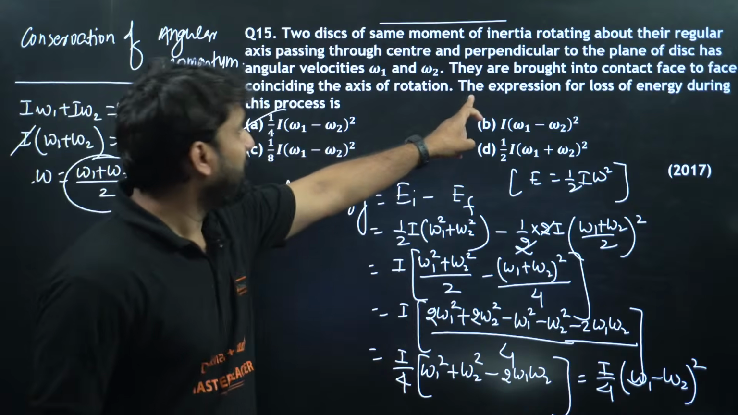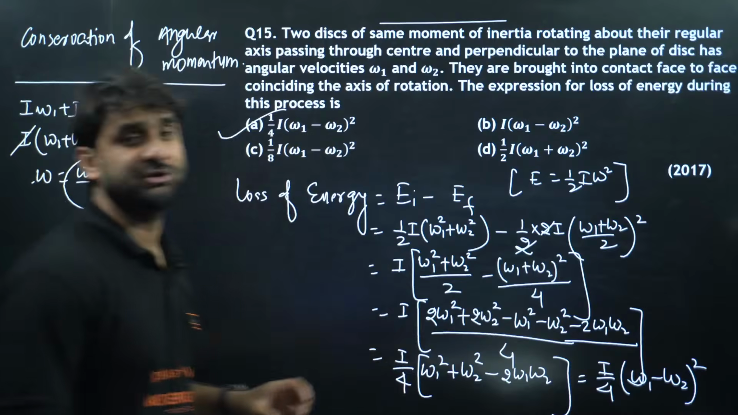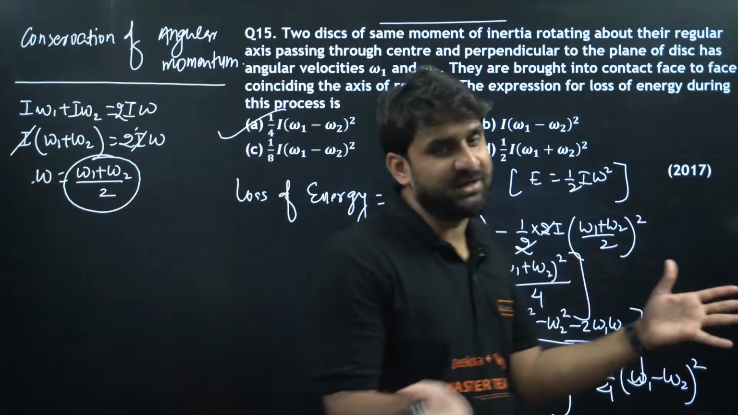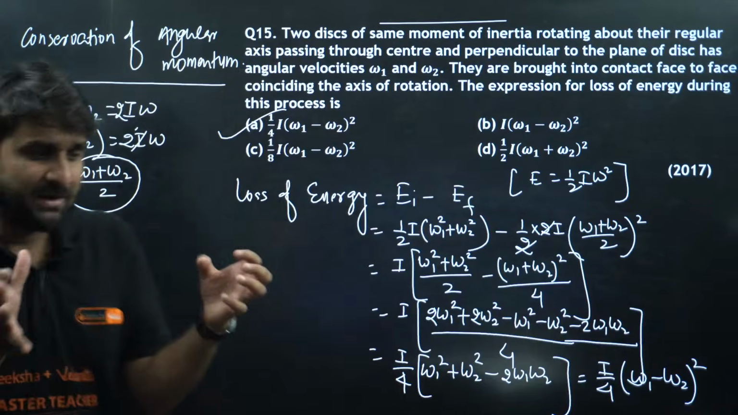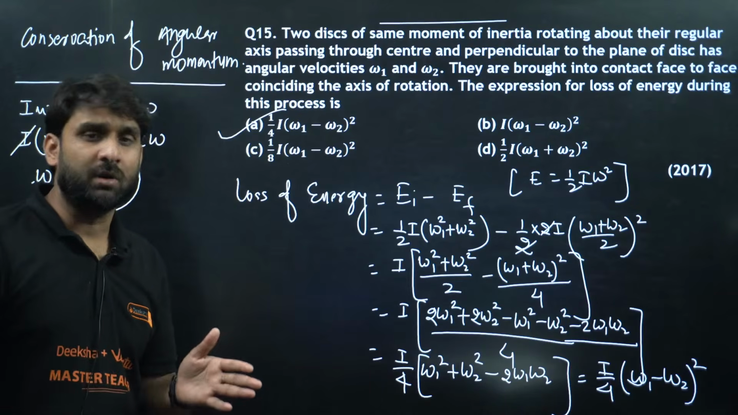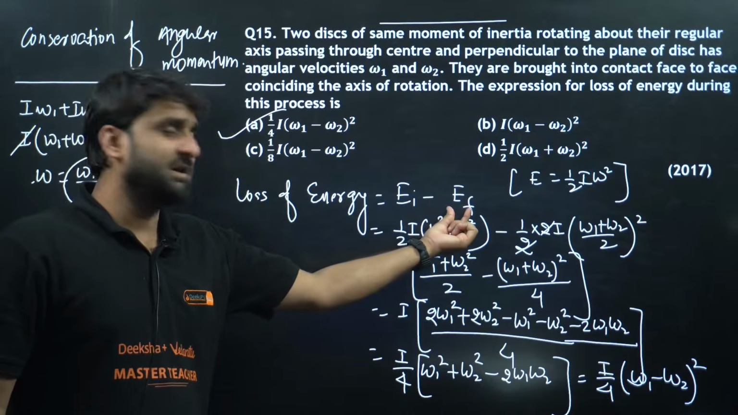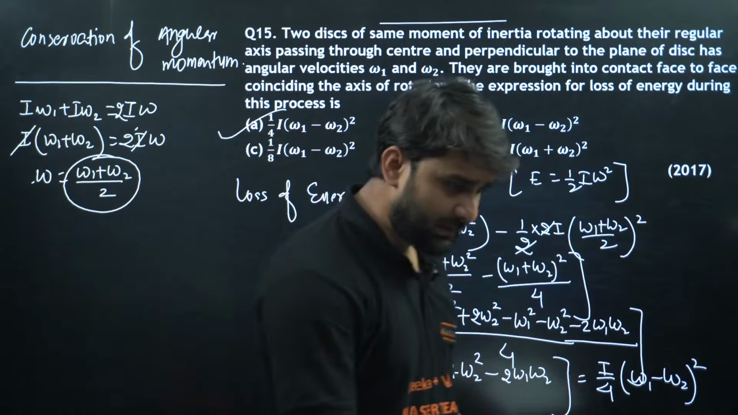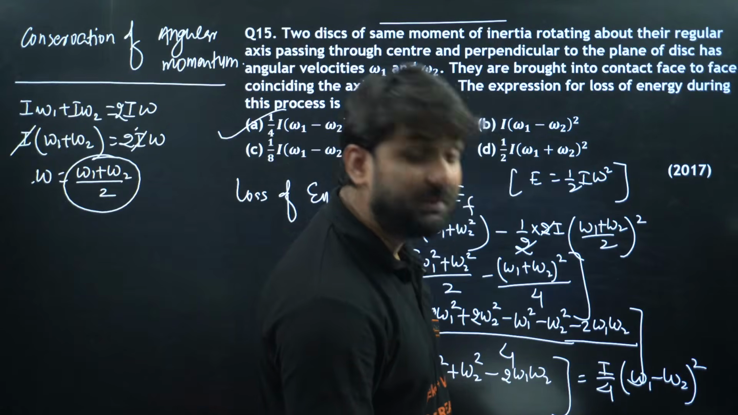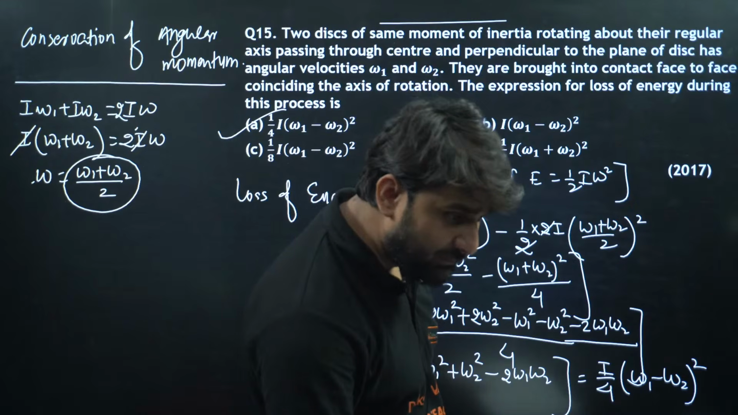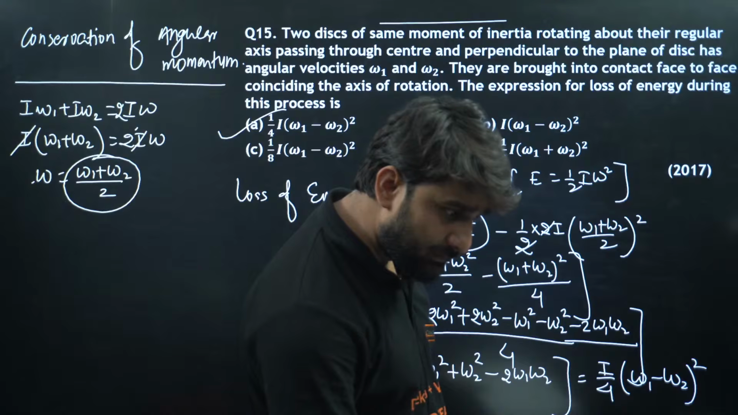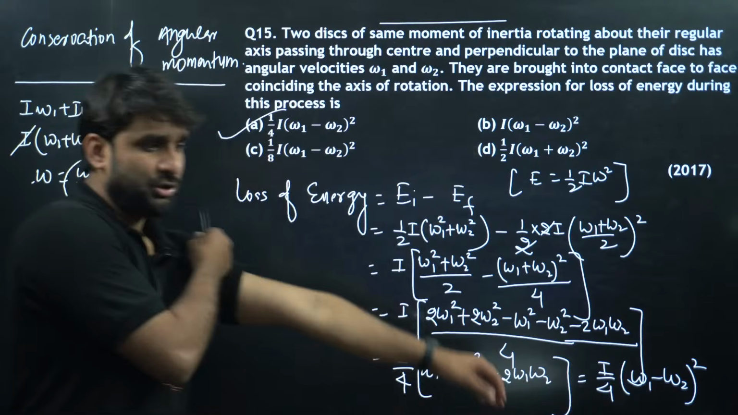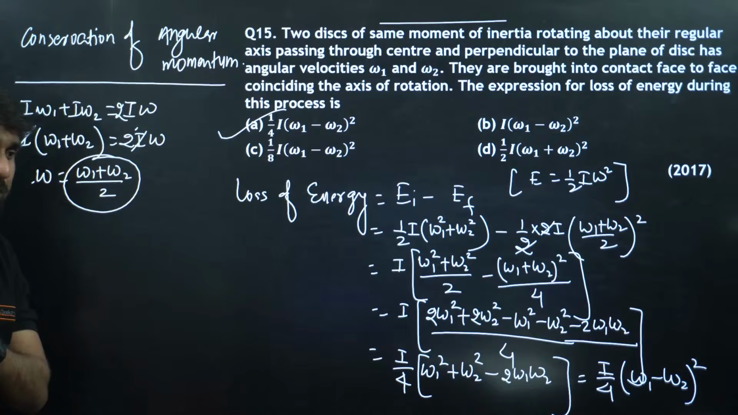So we have to find the expression for loss of energy. Loss of energy will be EI minus EF. When the bodies are separated from each other, the energy will be higher, and when the discs come in contact with each other, the energy will go down. So initial energy is greater and final energy is lower. That's why we subtract final from initial. Is it clear to everyone? Any problem? Please let me know. Should I move ahead to the next question, champions? Moving to next question.